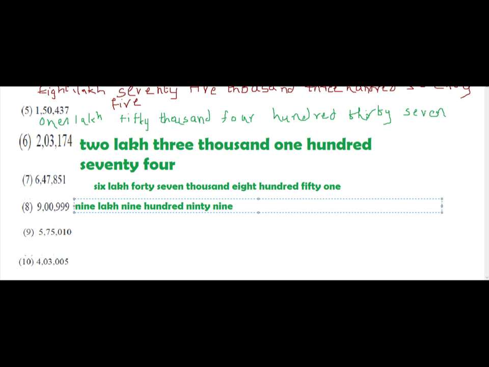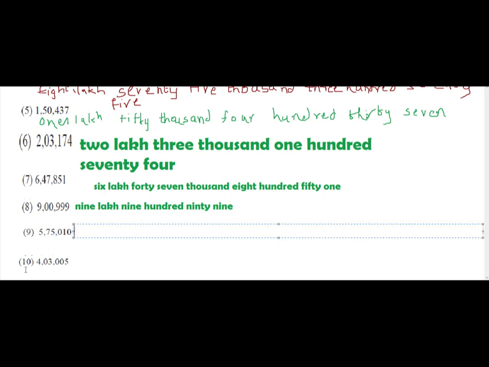999. Okay, next one. Let us see the next one. Just change the color. Here it is. What is the number? 5 lakh 75,000. Only 10 is there.